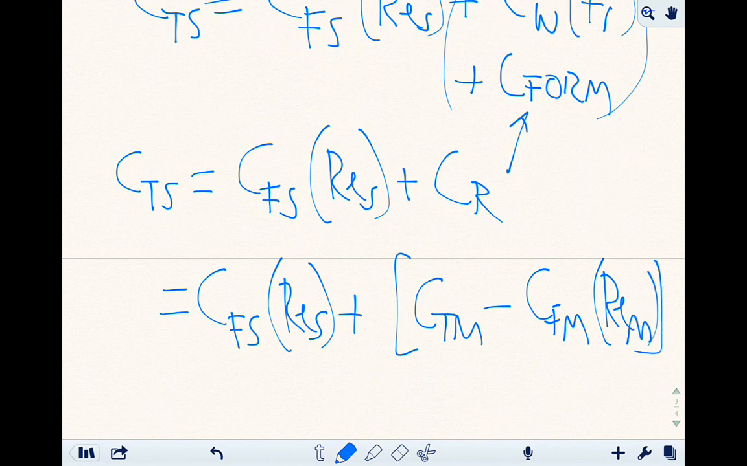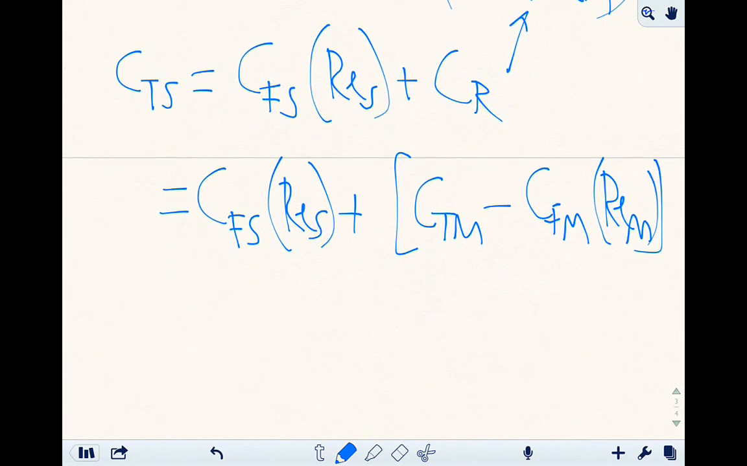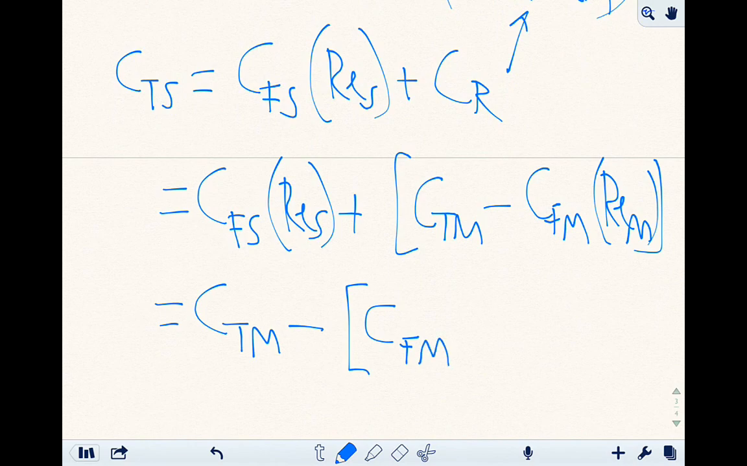We can reorganize this. The total drag on the ship is equal to CTM, let me move that over to the left, minus the difference between the frictional drag on the model, which depends on the Reynolds number of the model, minus the frictional drag on the full-scale ship. So there you have it.